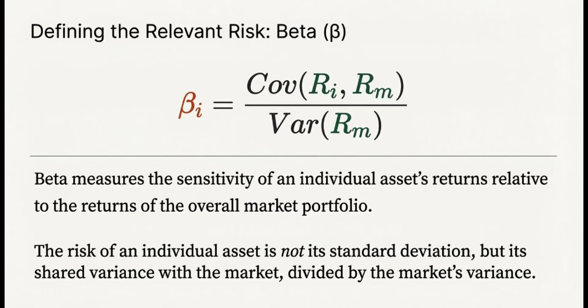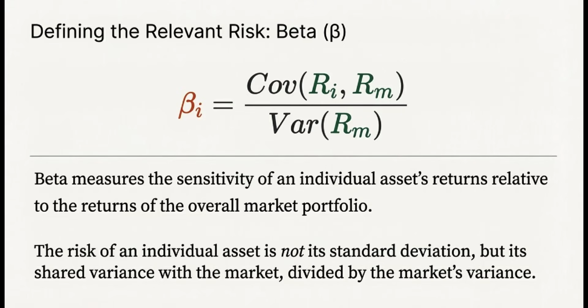Hold on, why? I mean, standard deviation is the perfect measure of a stock's volatility, right? How much it bounces around. Why does that suddenly become useless? Because a rational investor who holds a widely diversified portfolio isn't worried about the unique, company-specific bounces of one stock. That gets diversified away. They only care about the risk that one stock adds to their entire portfolio. The risk that you can't get rid of. The risk you can't get rid of, the systematic risk.